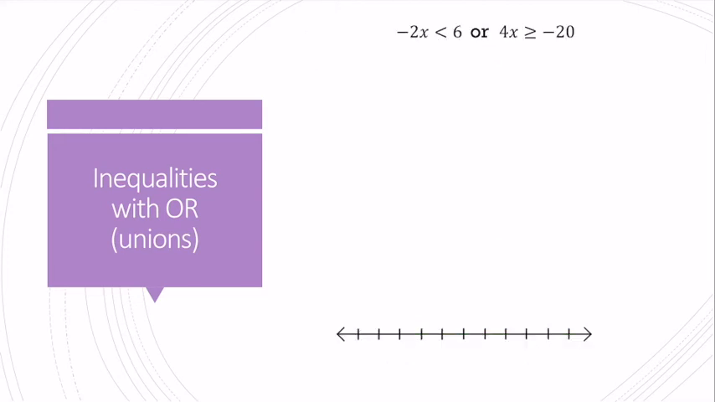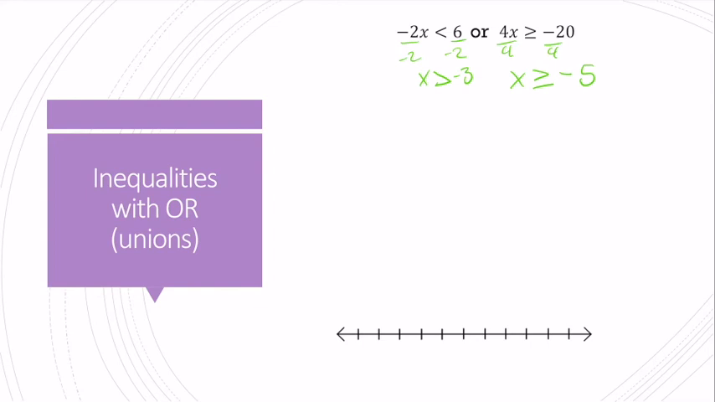Next, I have negative 2x is less than 6, or 4x is greater than or equal to negative 20. So I'm going to go ahead and divide both sides by negative 2. I get x is greater than negative 3, because I have to flip the sign. Divide both sides by 4. I get x is greater than or equal to negative 5.